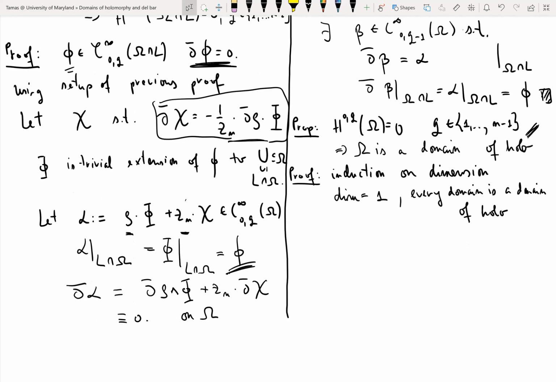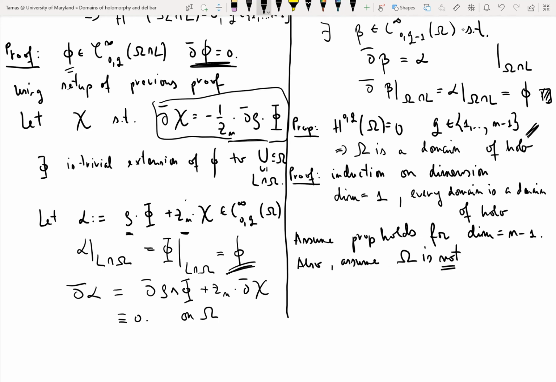So now let's assume that we know the proposition for dimension equals n minus 1. So assume that the proposition holds for dimension n minus 1. And in addition, let's assume that omega is not a domain of holomorphy and derive a contradiction.